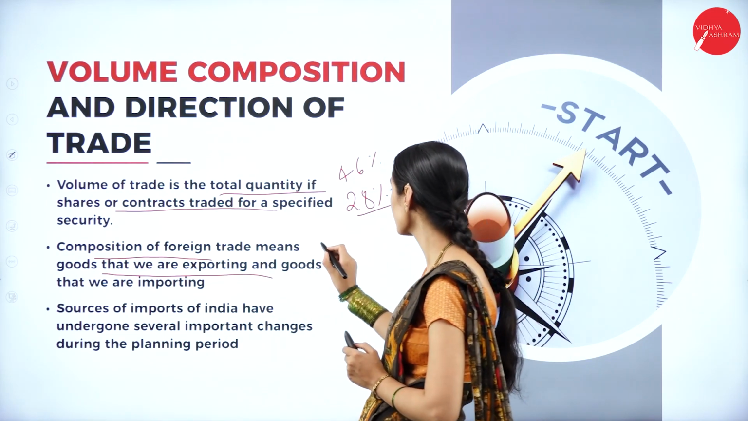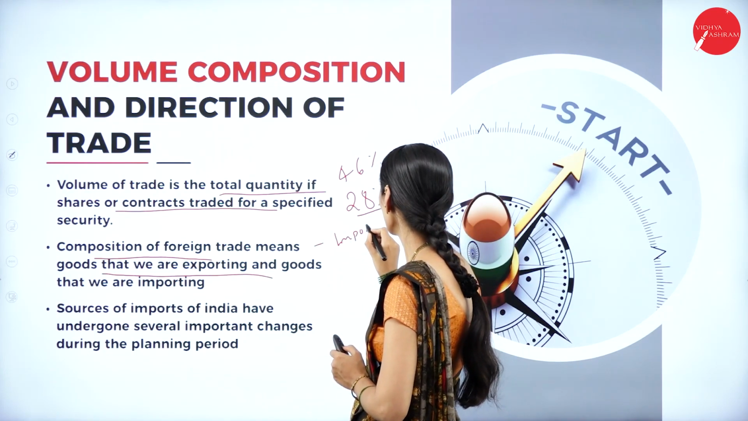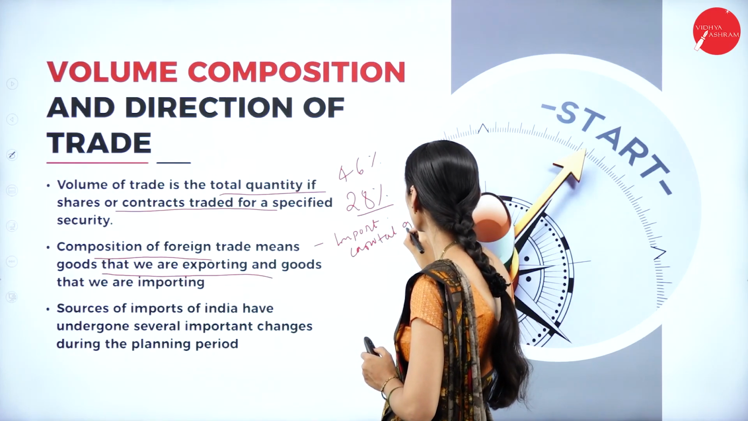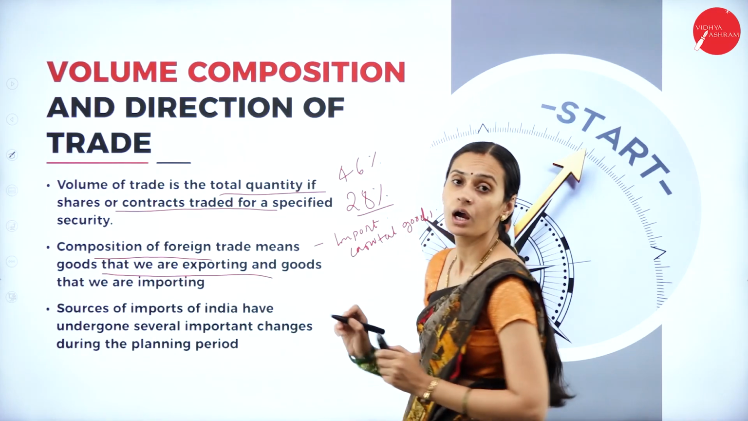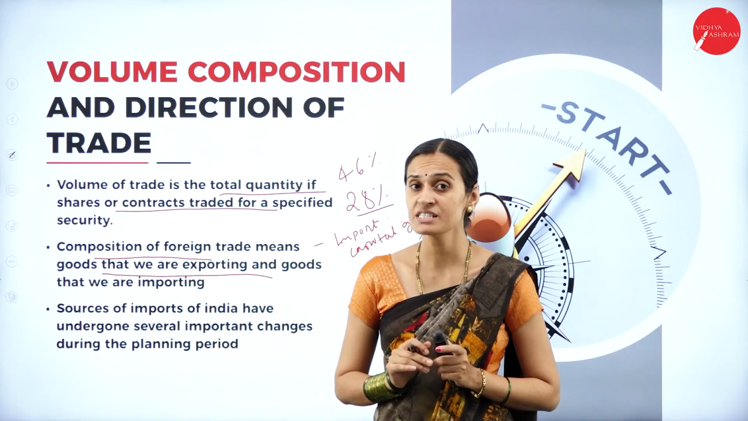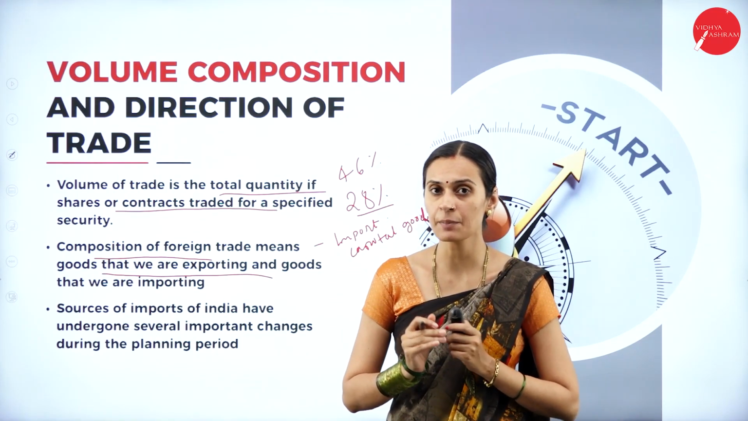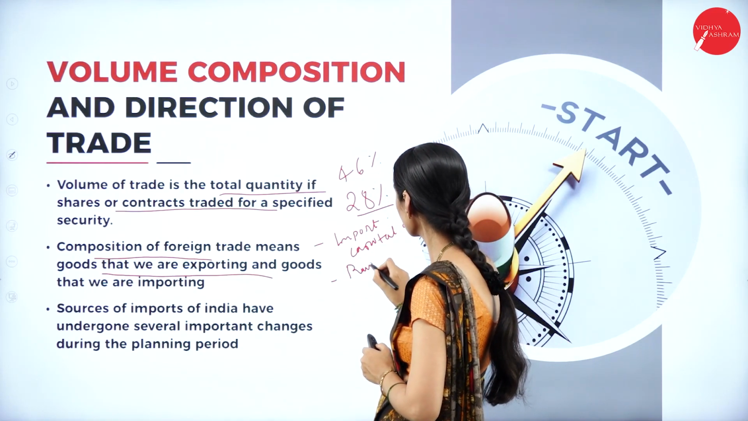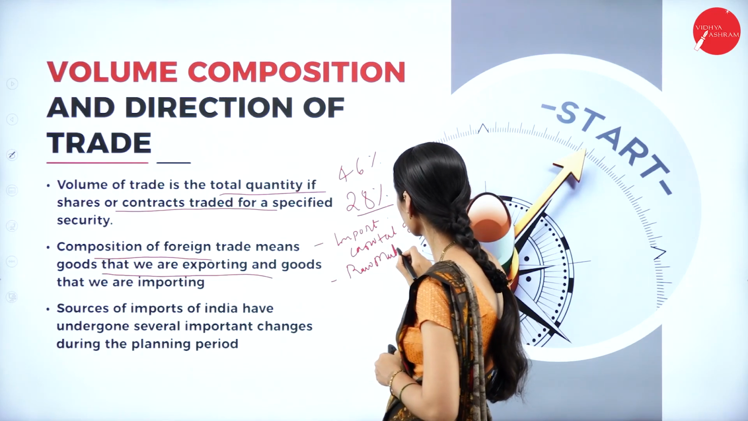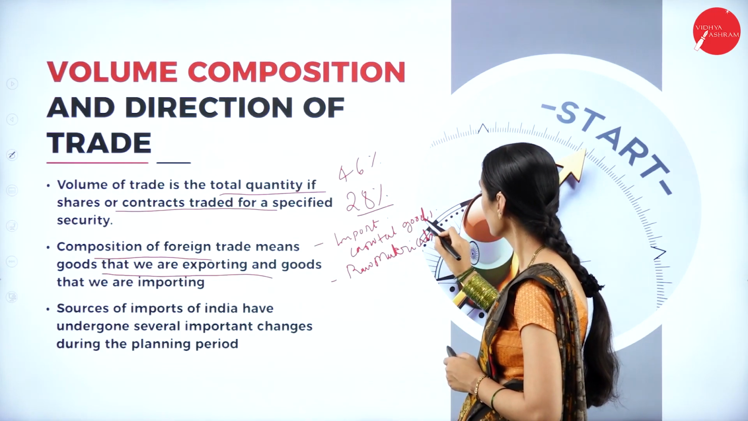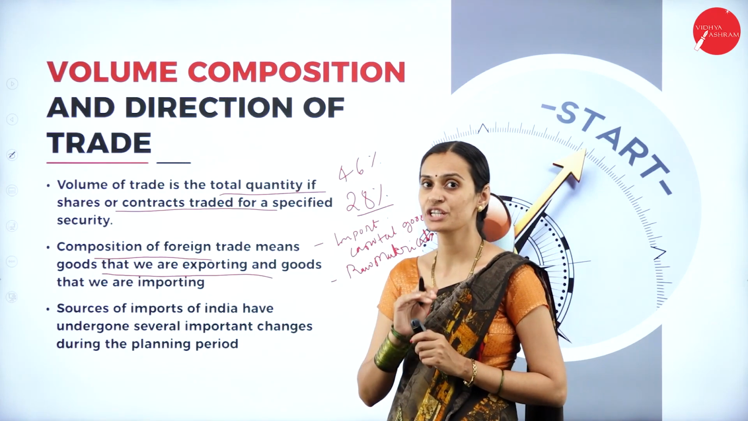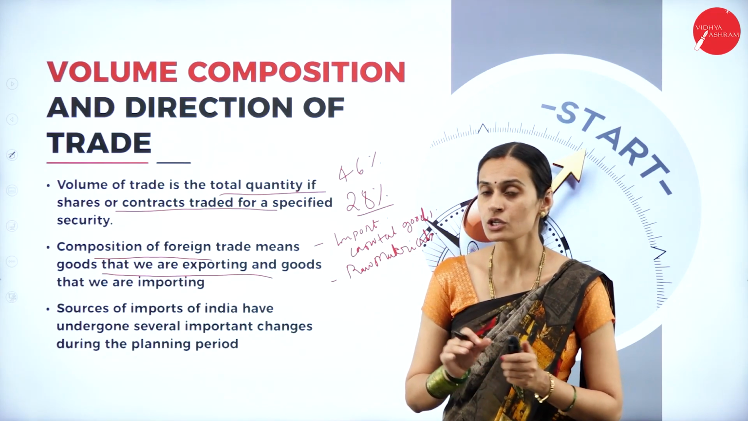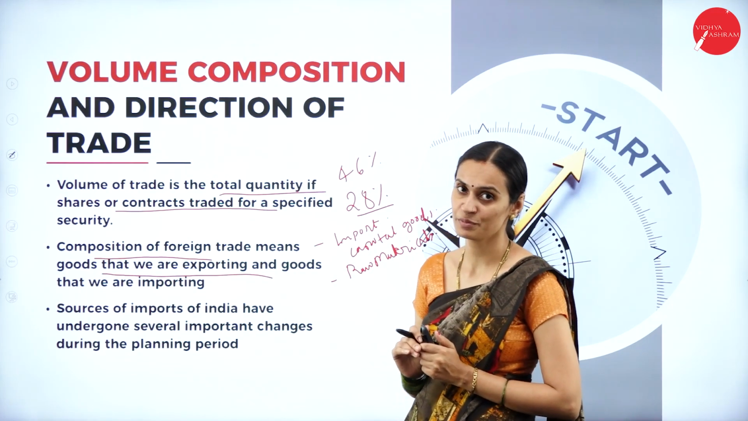Import of capital goods, which includes transport equipment, means of communications and other capital goods, and also import of raw materials and intermediate goods, which include cotton, jute, fertilizers and crude oil. So these all belong to raw materials and intermediate goods.